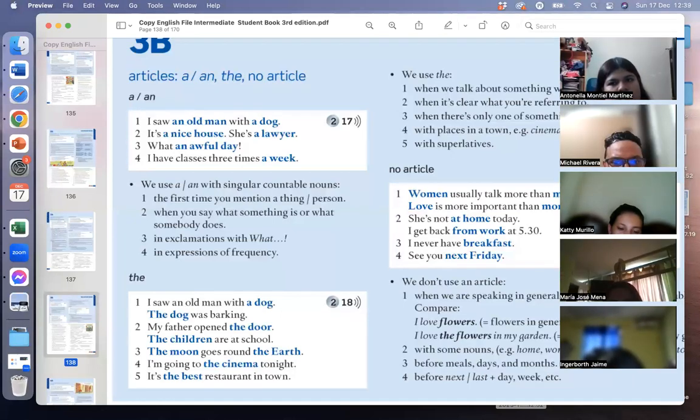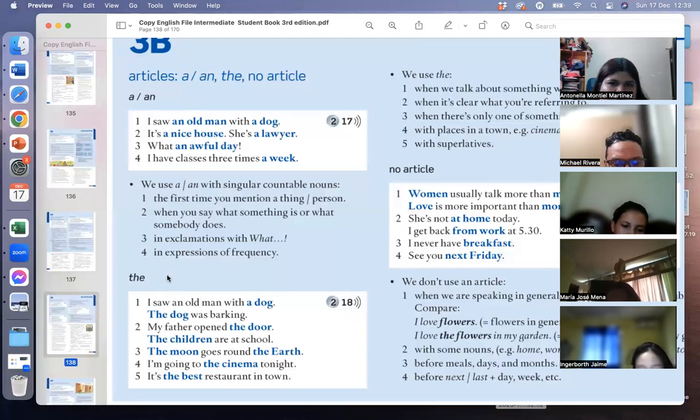So countable nouns are the nouns that we can actually count. So think like that, very simply. Can I count this? If you can, then that's a countable noun. And then we're going to use the articles a or an before that specific noun. Now let's have a look at when we use the.